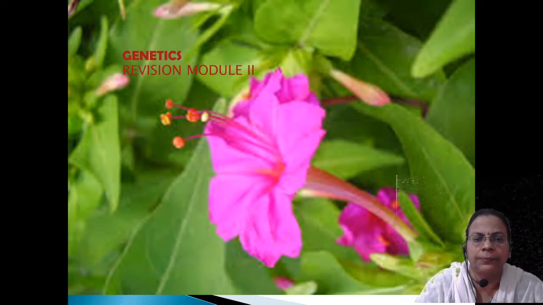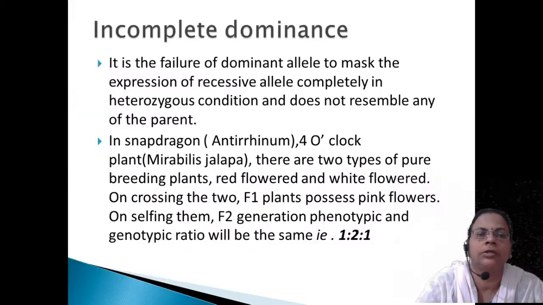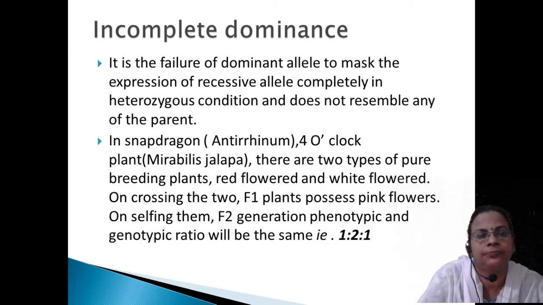Good morning, everyone. Today we are going to continue with the revision on genetics. The main topics we are going to deal with are the deviated results of inheritance patterns from the typical Mendelian ratios. So, the first topic coming under that is incomplete dominance.